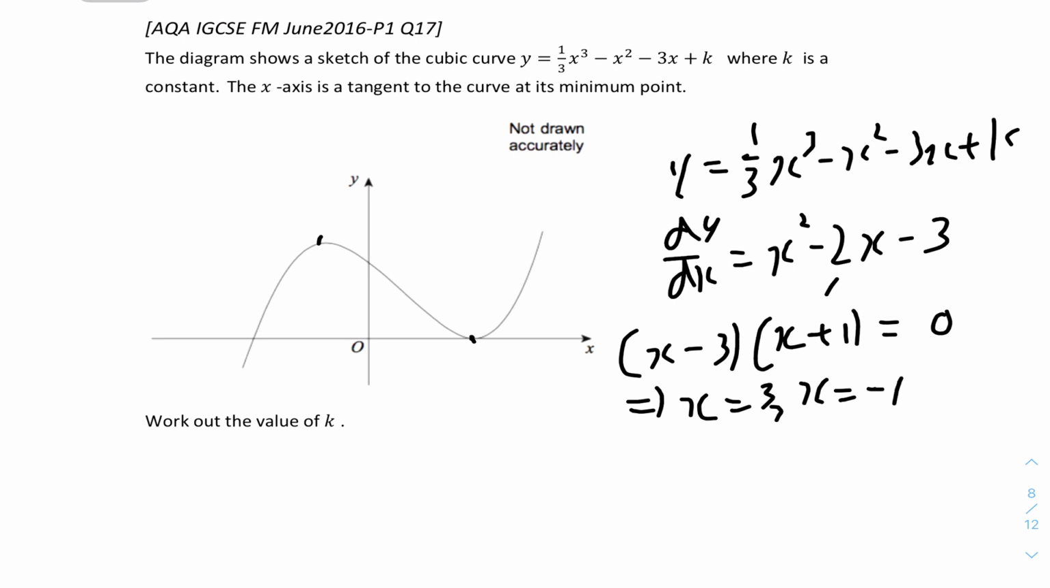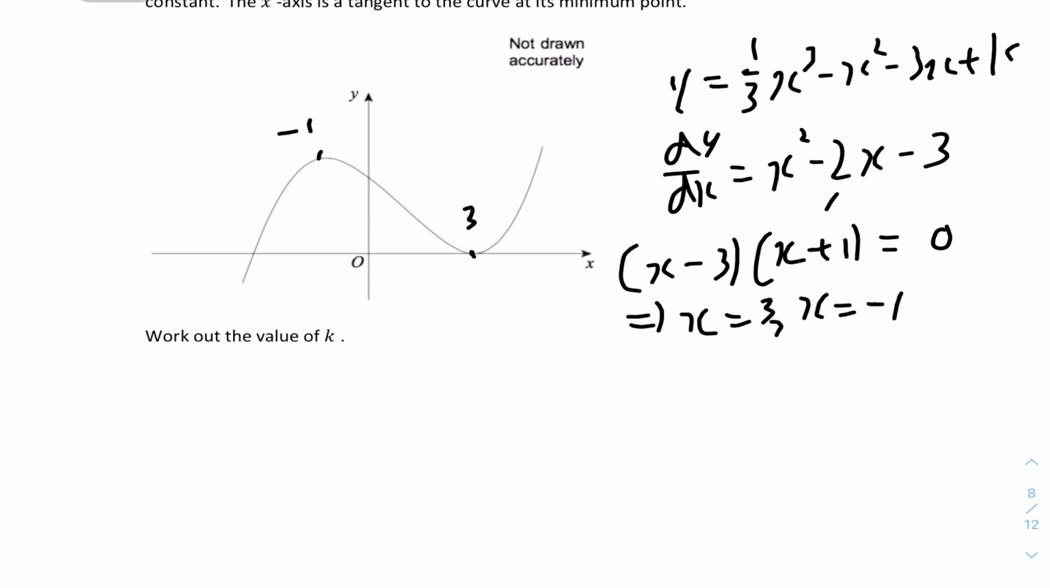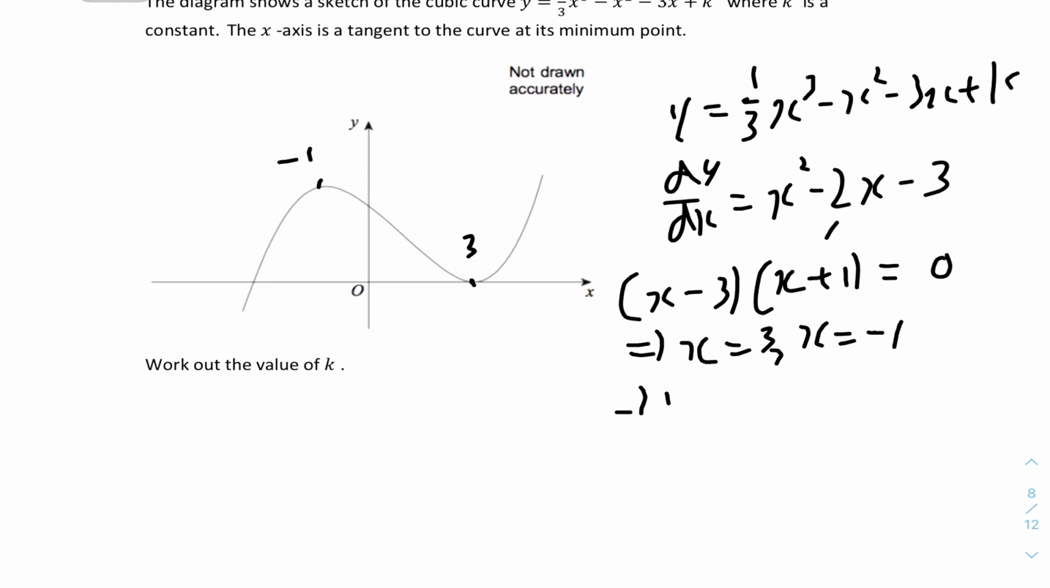So now this point here is 3, and this point is minus 1. Once you have this point here, which is 3, you can get the corresponding y value by putting it into the original equation. But we know that at this point right here, y will be equal to 0 because it's on the x-axis, so y is 0. So we can use this coordinate to find the value for k.